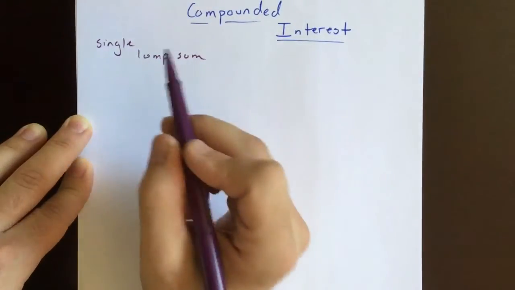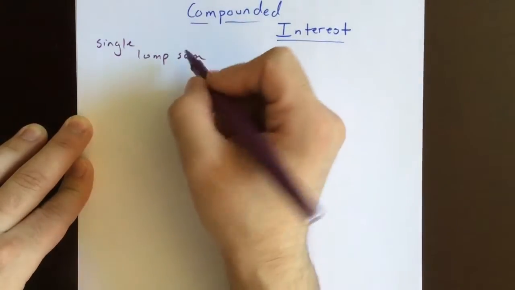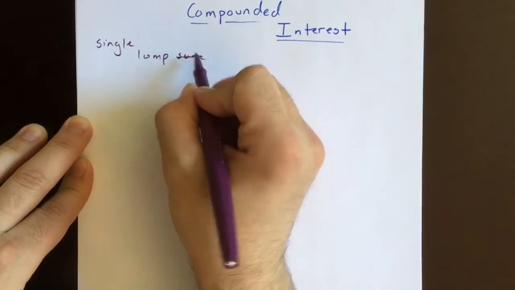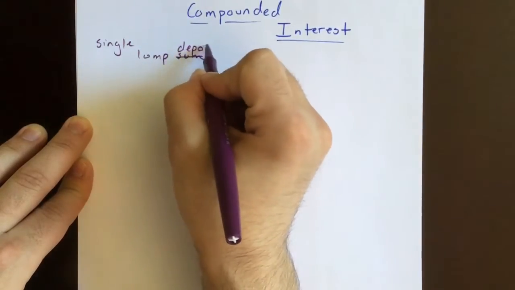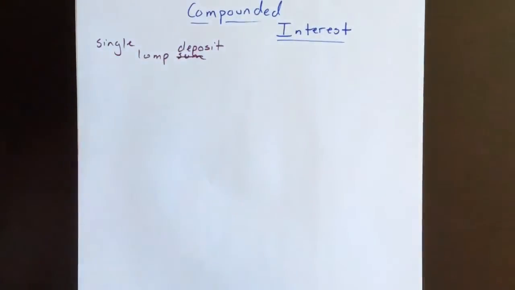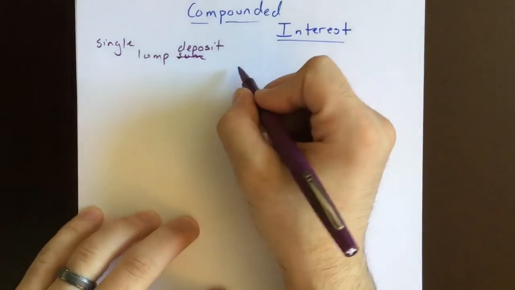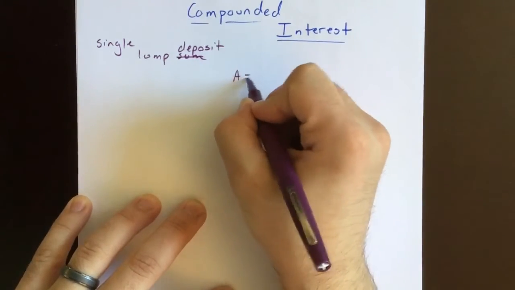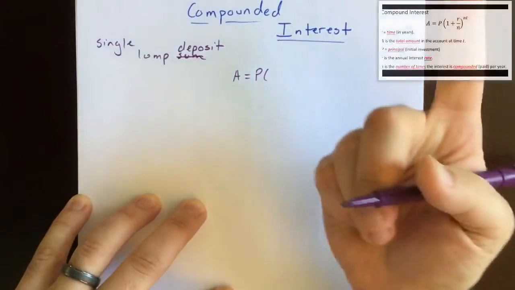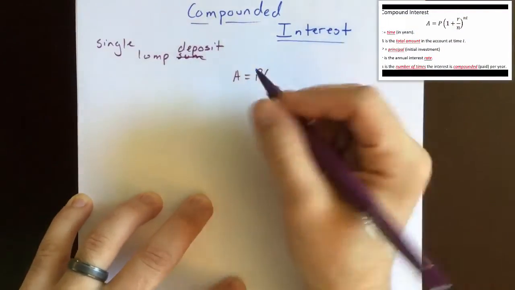Meaning we're having a single lump deposit, I should say, not really sum, but more of deposit. So I have a certain amount of money, I deposit it into an account, and I just leave it alone. And from interest, I gain money to it. So here we have this lovely formula. You can see it above as well.